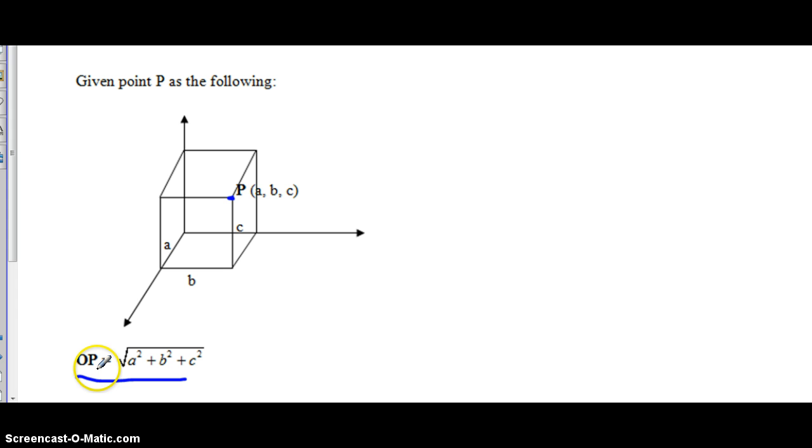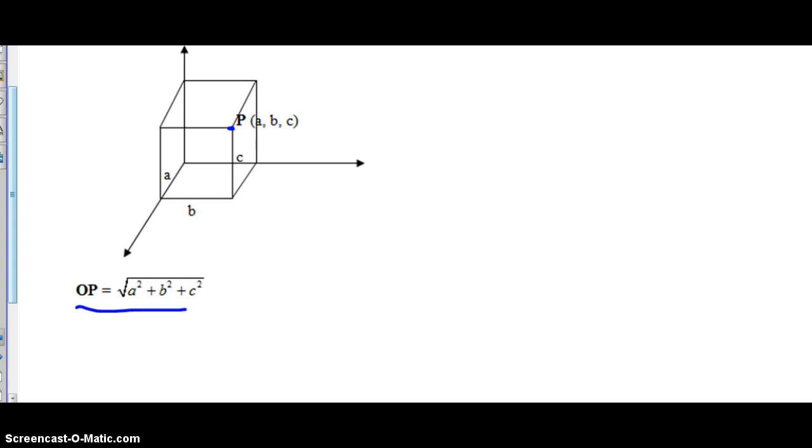So when we're finding the distance of our three-dimensional vectors, we'll be using this formula here. If we want to find the distance from the origin to point P, so vector OP, we would find it by taking the square root of a squared plus b squared plus c squared. Okay.